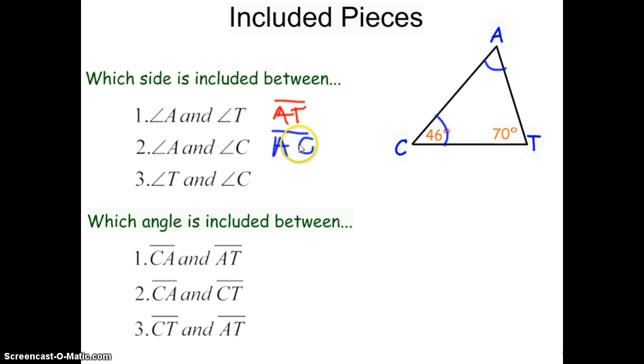Now notice how I wrote this line. We're starting with angle A and we're ending with angle C. So when I write it, I'm going to start with angle A and I'm going to end with angle C. Same goes for this last one. Which side is included between angle T and angle C? I'm going to start with T and end with C, and I'm going to write my line.